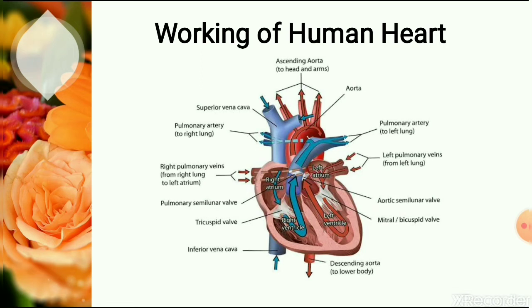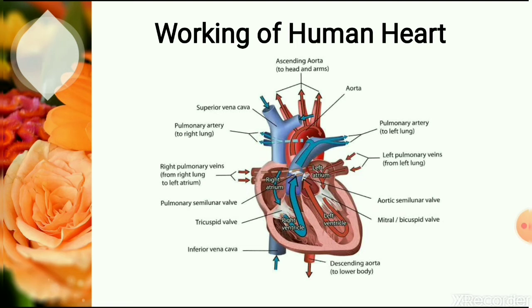When the right auricle is completely filled with deoxygenated blood, the blood is pushed into the right ventricle through the tricuspid valve. When the right ventricle is completely filled with deoxygenated blood, it rapidly contracts, as a result of which blood is forced into the lungs through the pulmonary arteries.